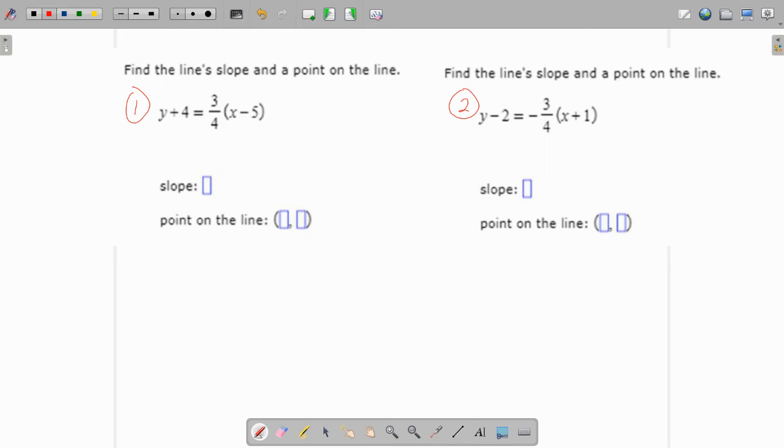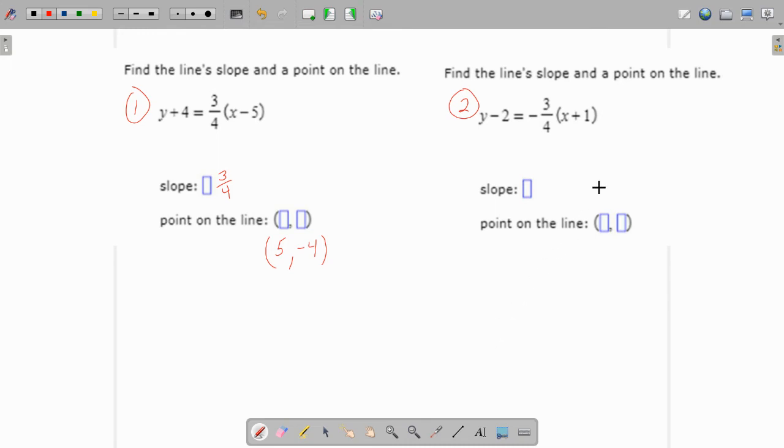The slope here is 3/4, and the point on the line, remember, we go opposite. So the opposite of -5 is 5, comma. The opposite of positive 4 is -4. So that's your order. That's your point on the line.